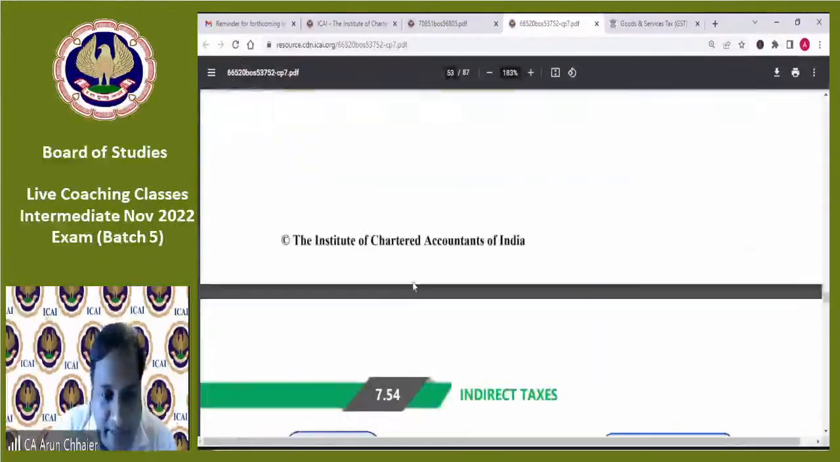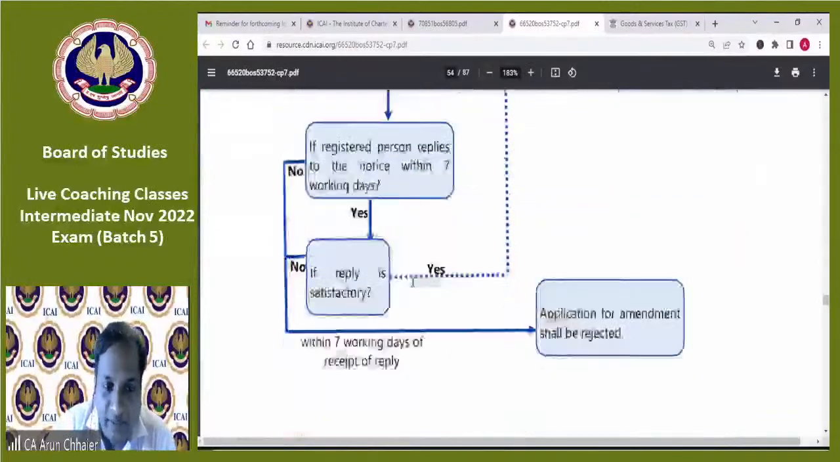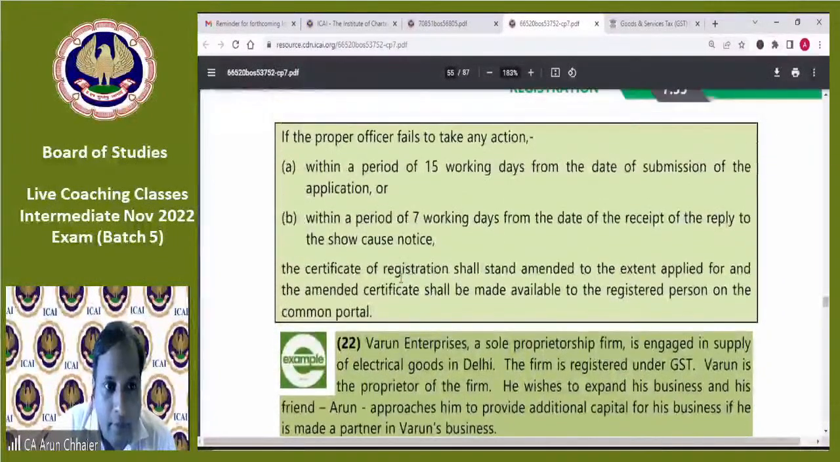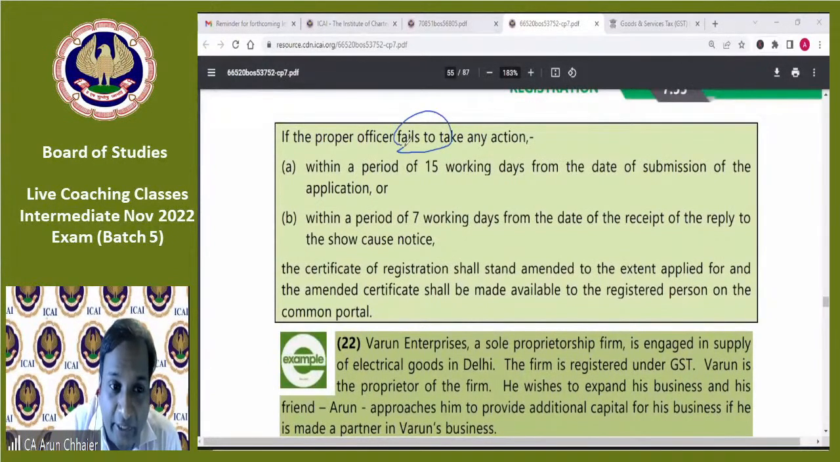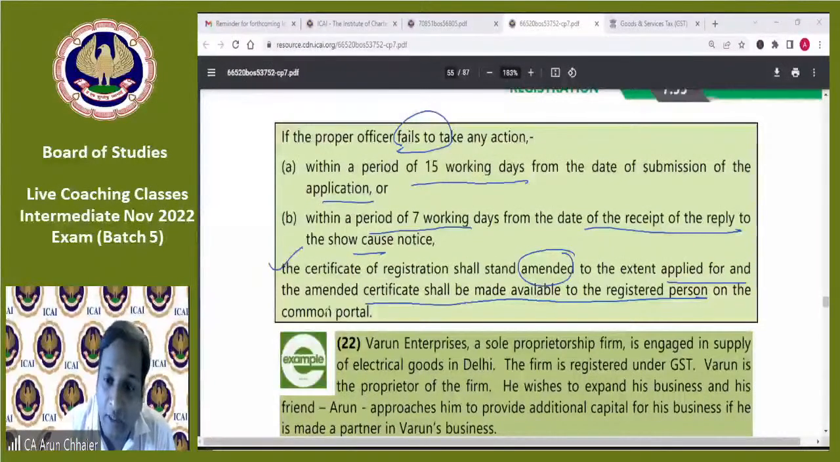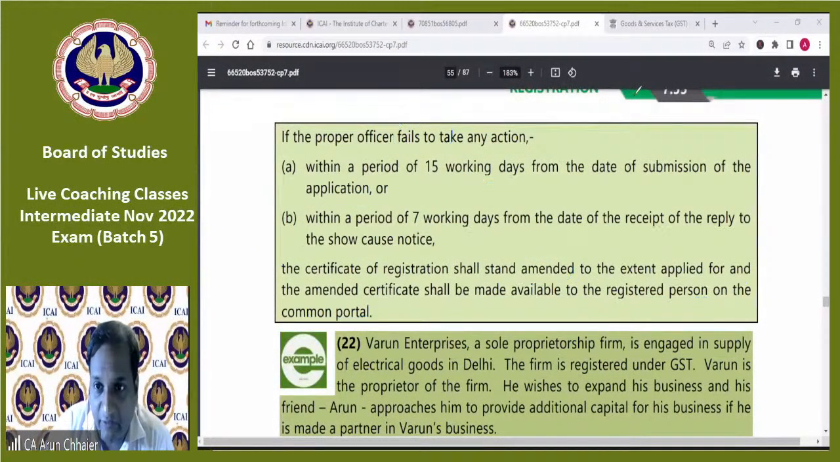Core field amendment, we have discussed. Non-core, we have discussed. Time limit, etc. Again, deemed approval. If the proper officer fails to take any action within a period of 15 working days from the date of submission of the application or within a period of 7 days from the date of receipt of the reply, then the certificate of registration shall stand amended to the extent applied for, and the amendment certificate shall be made available to the registered person on the common portal. Isha, kindly confirm, is it clear?